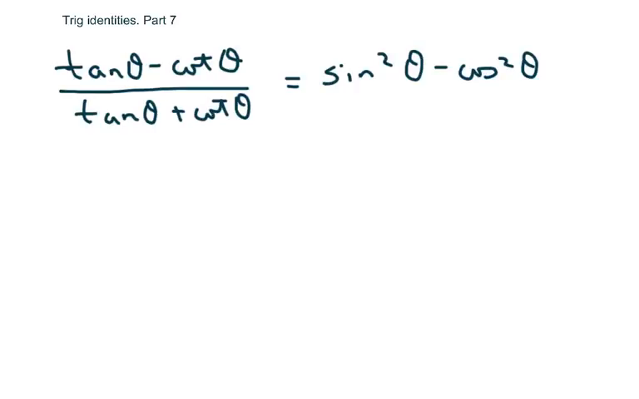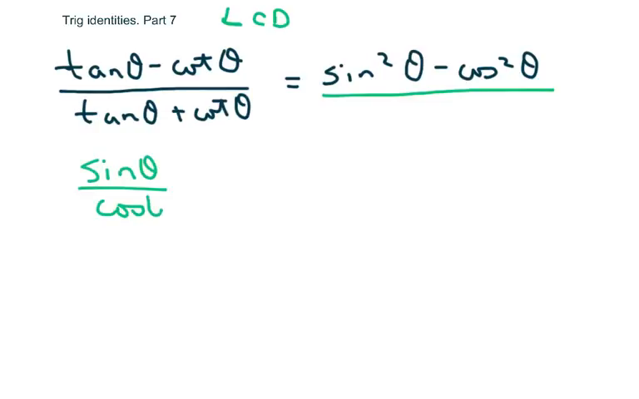Hi everyone, we're going to do more trig identities. Basically, we want the left side to equal the right side here. These are more difficult ones. And a lot of the ones that we're doing are based on your LCD, finding the common denominator. So I'm going to write the left side in terms of sine and cosine.